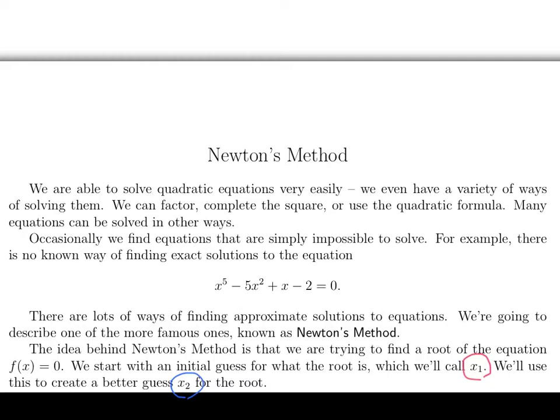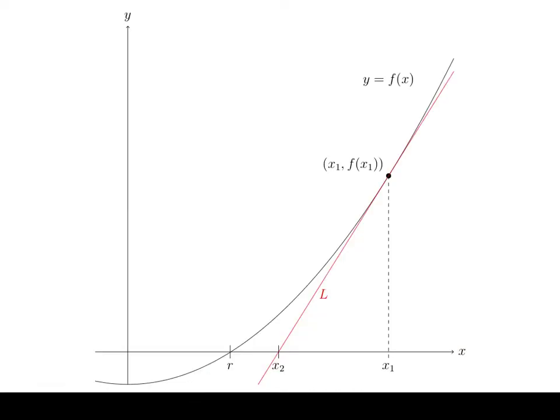So let's show using a picture how this works. In this picture, we have a graph of a function y equals f of x, and you can see that down here there is a root. That's the place where the curve hits the x-axis. We're going to try to approximate where that root is. So we'll start with a guess. This is x1. It's a guess of where the root is. Now in this picture you can tell that this is not a very good guess, and we're going to see how we can improve on this guess.